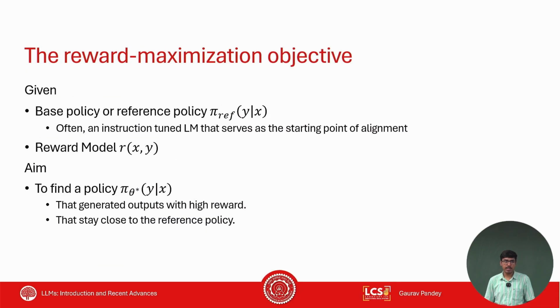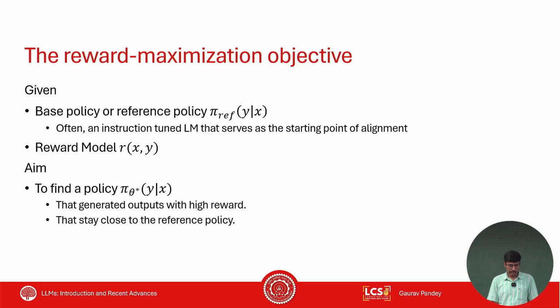So what is the reward maximization objective? The task is the same. You are given a base policy, you are given a reward model, and you want to generate outputs with high rewards. So now you want to train the base policy. When I say base policy, we should think of an instruction tuned language model. So the task is that you want to take this base policy and use the reward model somehow to train it so that it generates high reward outputs.